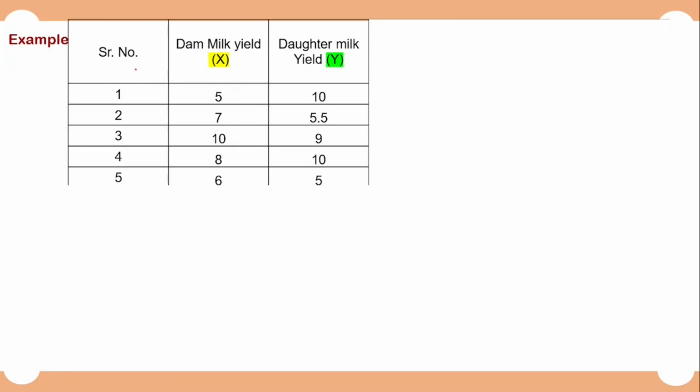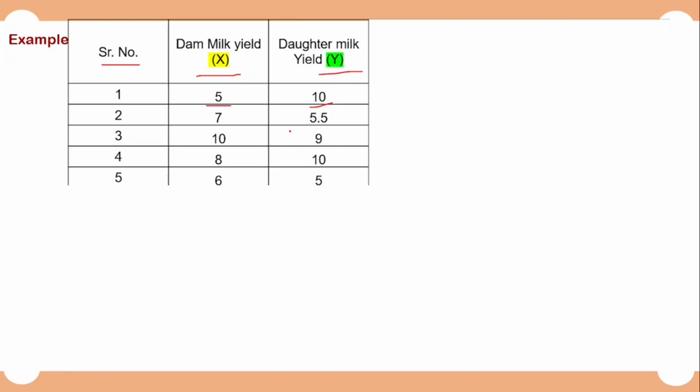First I will give you an overview about this data. This first column shows the serial number. This second column shows the average daily milk yield of dam, which I have denoted with X. This third column shows the average daily milk yield of daughter, and I have denoted this column with Y. So this 5 is the average daily milk yield of the first dam, and this 10 is the average daily milk yield of this dam's daughter, and so on.